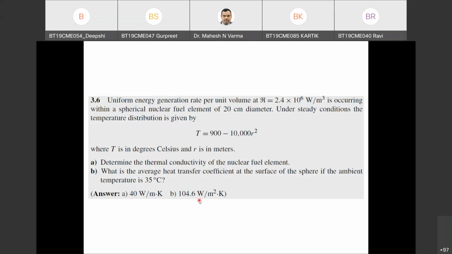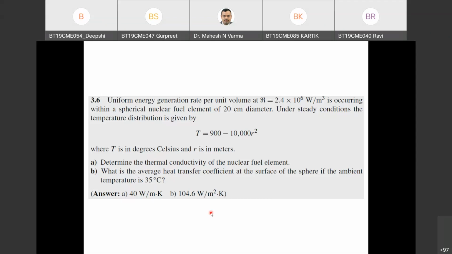Now you are getting this 104.6? Okay. Might be some calculation mistake. So you do step by step. That is what I am telling. So don't adopt any shortcuts, because these problems are very simple.